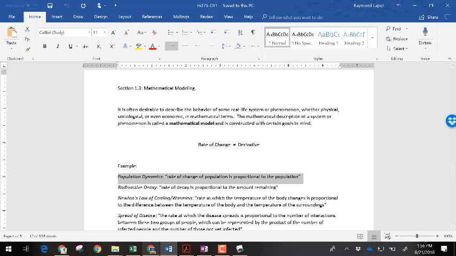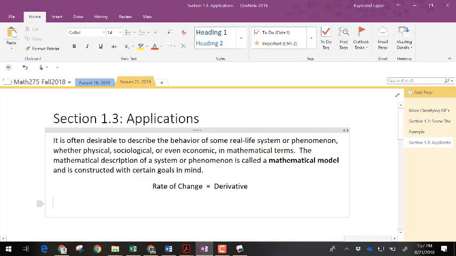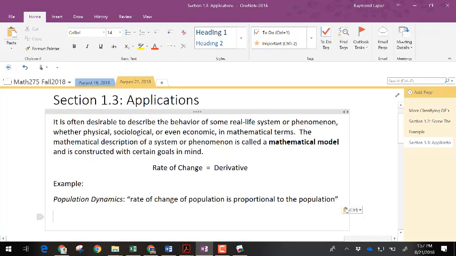So let's take a look at the simple example that you guys might have seen in Calc 2. This is where they first say differential equation. The rate of change of a population is proportional to the population.